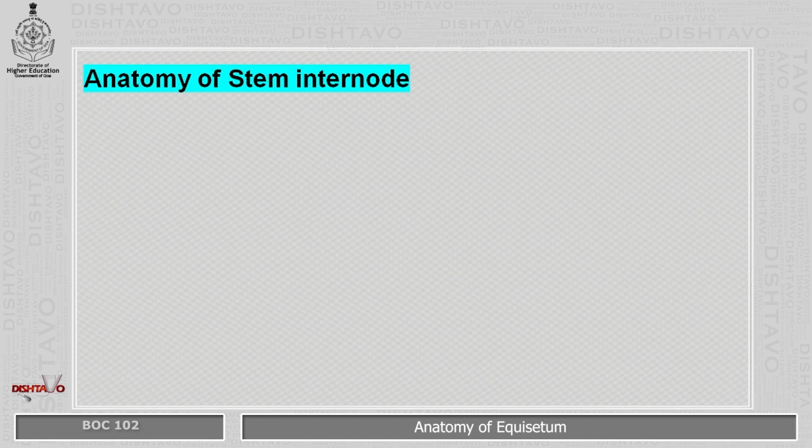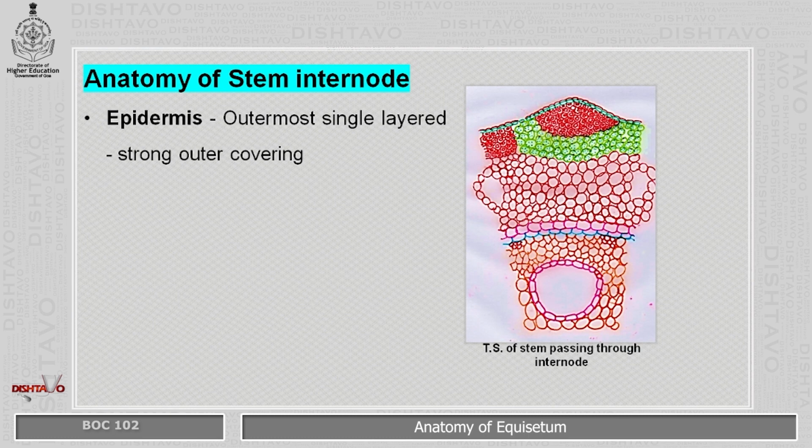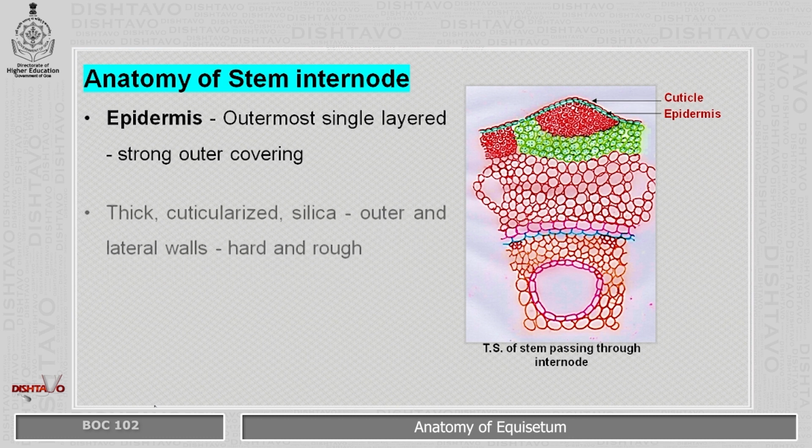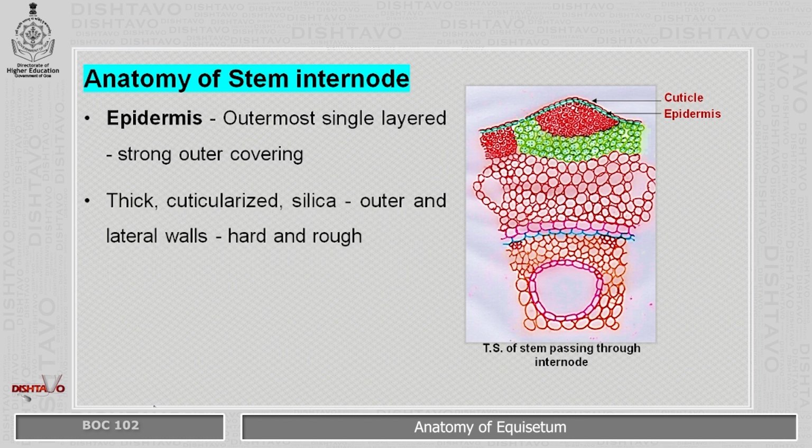In transverse section, the stem appears wavy in outline due to the presence of ridges and furrows. Anatomically, it shows an epidermis, cortex, and stele. Outermost layer is the epidermis, which is single layered, forming the strong outer covering. Epidermal cells are thick, cuticularized, and have a deposition of silica in their outer and lateral walls. Due to presence of silica, the stem appears hard and rough to touch.